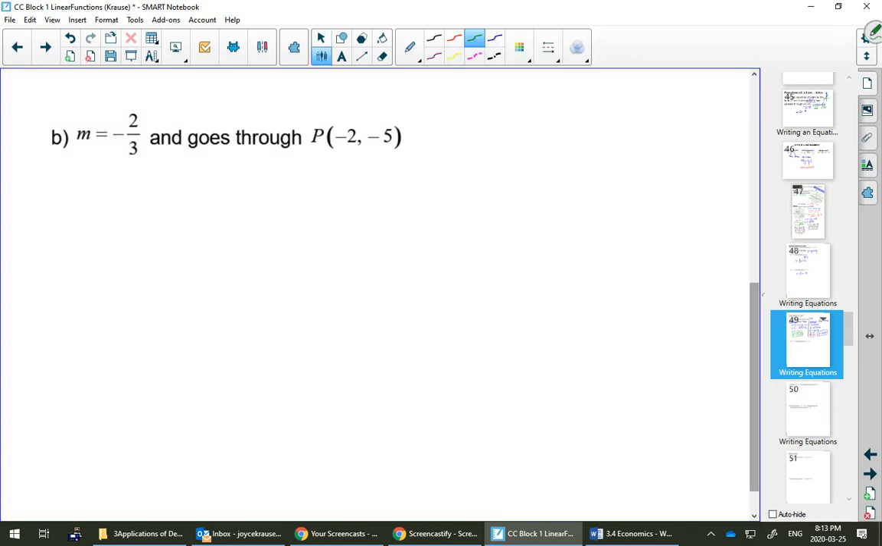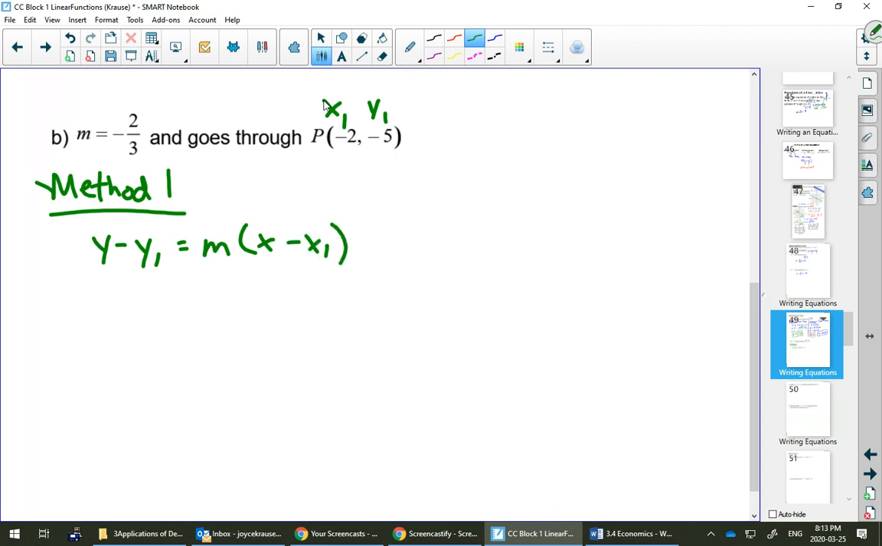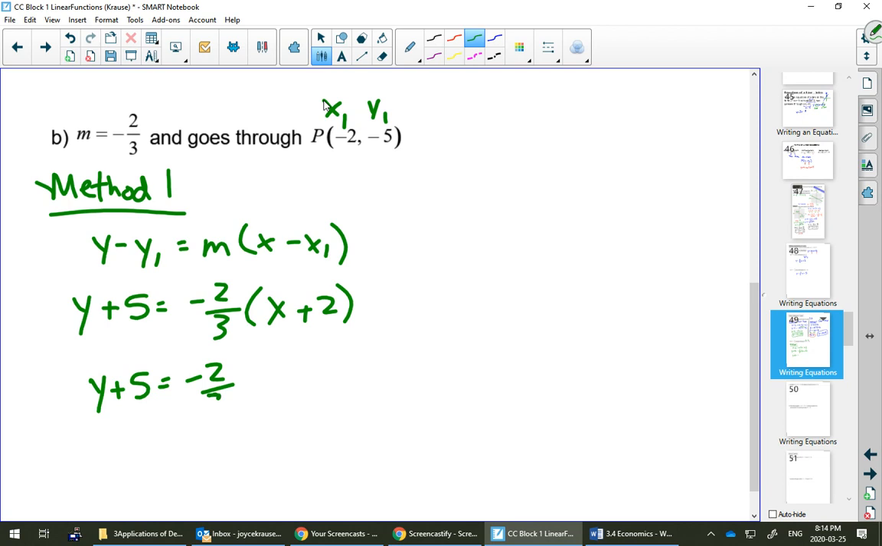All right, so the next example, we've got m equals -2/3, and it goes through the point -2, -5. So we're going to start off with method 1. Y minus y1 equals m times x minus x1. It's going to be y minus a -5, so y plus 5 equals a slope of -2/3, and x minus a -2, so x plus 2. That would be where we would leave it if we were doing point slope form, but again, we want to convert it to slope-intercept. So -2/3 x minus 4/3.